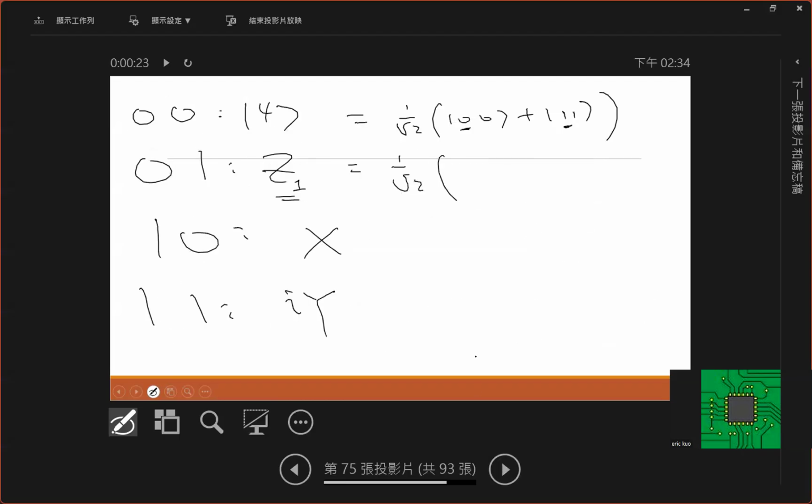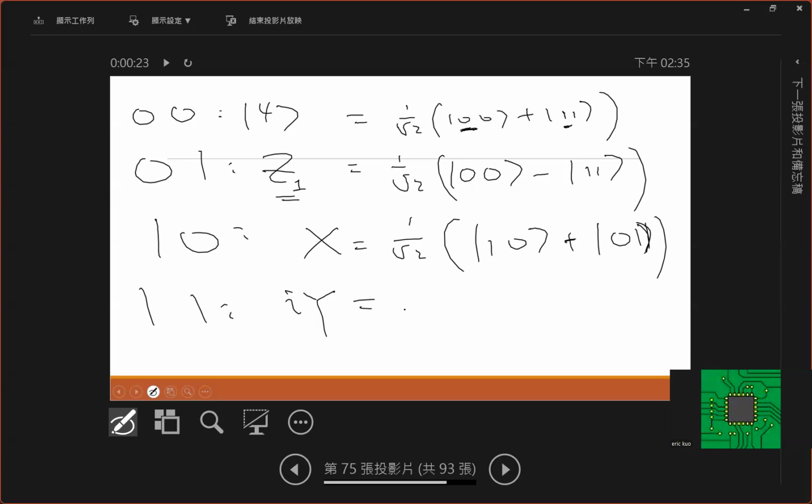So if you take Z, then |0> stays |0>, right? So it's |00> minus |11>. And then remember that X is a flip, right? So X on 0 is basically 1, and X on 1 is 0. Or basically you can use just a NOT gate. So how about X? 1 over square root of 2. X on 0 is a flip, right? So it's |10> plus |01>. Flip, right? And iY you can check by yourself.